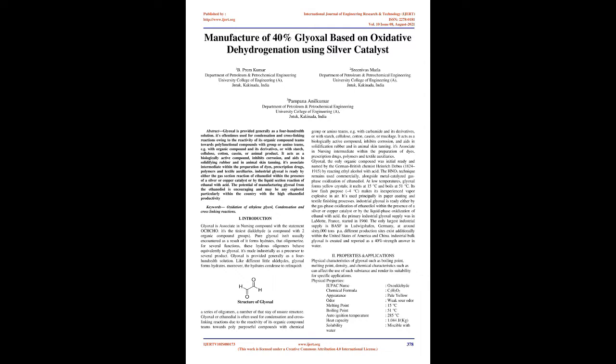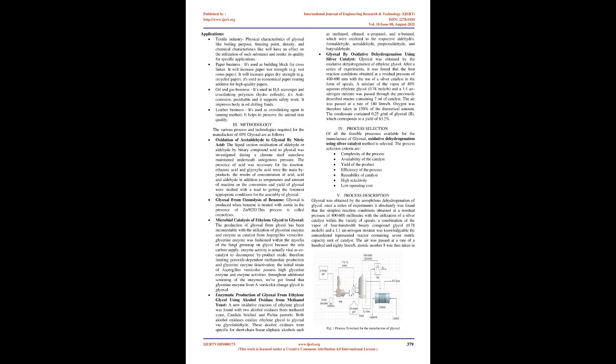Glyoxal, the simplest dialdehyde, was first prepared and named by the German-British chemist Heinrich Debus, 1824–1915, by reacting ethyl alcohol with nitric acid. The HNO3 method remains used commercially, alongside metal-catalyzed gas phase oxidation of ethanediol.